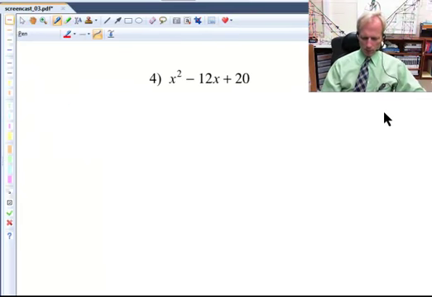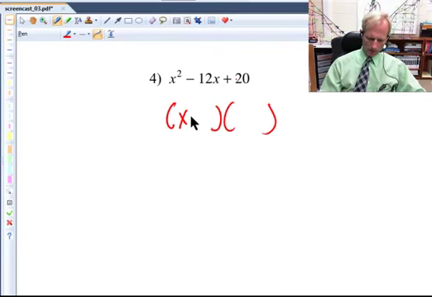Alright, the next one, well, let's see. I need two numbers that multiply to be 20 and add up to negative 12. And that's going to be, I think, minus 2 and minus 10.